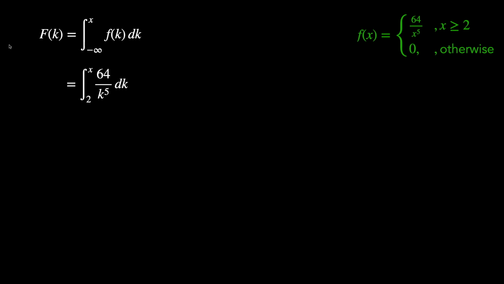And then all I've done is place our PDF from the question in here instead of the f of k. So we see in green that we had 64 over x to the 5. Because we're substituting k here as our dummy variable for integration, we have 64 over k to the 5. And of course, because I get confused, if I have a variable in the denominator, I always write it with a negative exponent. And this is just what we've learned in the first year of calculus. So we're going to integrate this, values from 2 all the way up to x.